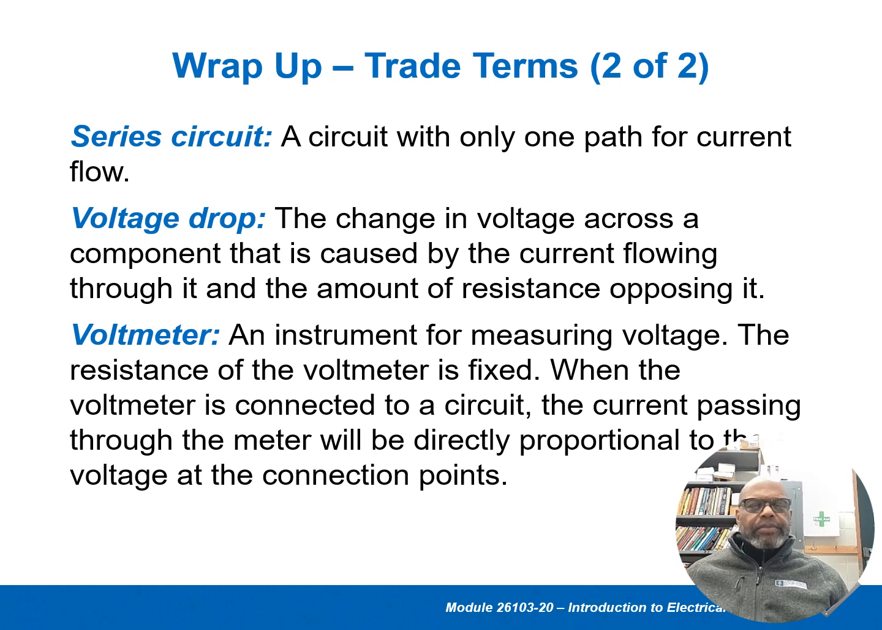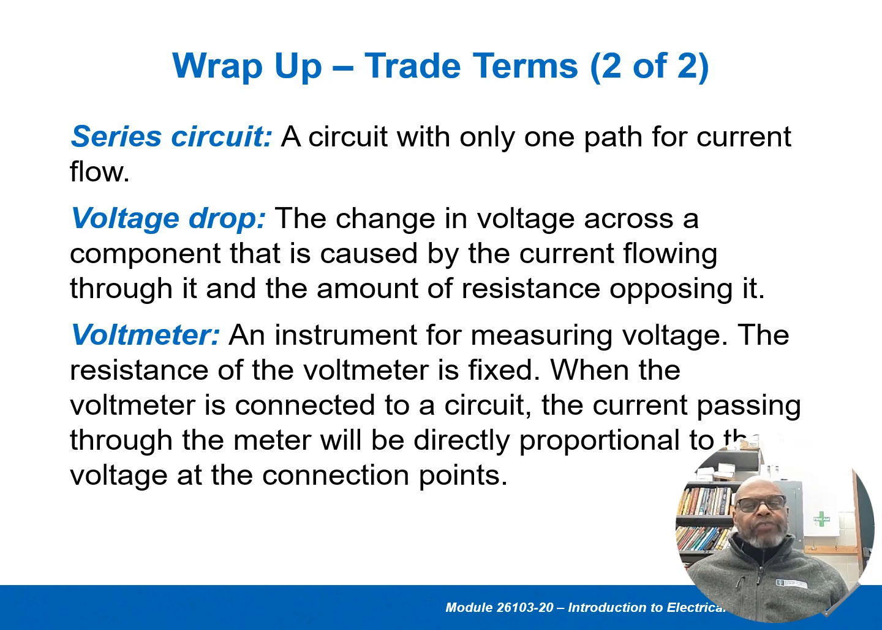So only one path. A voltage drop is where the current goes through a load, and when it's in series, the voltage drop is divided between each of the loads. So in other words, if you have 120 volts going into the circuit and you have 3 equal loads, each one of those would have a voltage drop of 40 volts if it has an equal resistance.